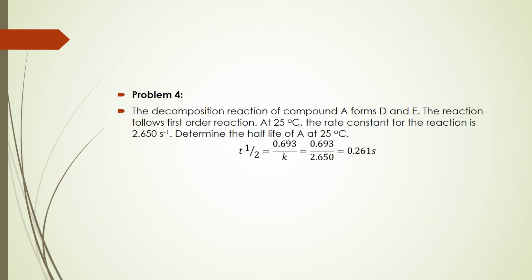Using the equation that we have derived just now, T half equals ln 2 over k, which is 0.693 over k. So we have 0.693 over 2.650, which equals 0.261 second.